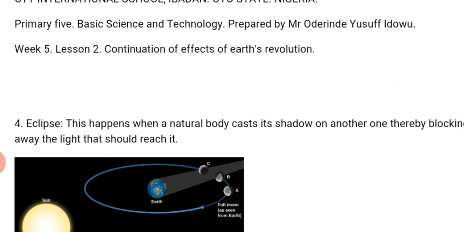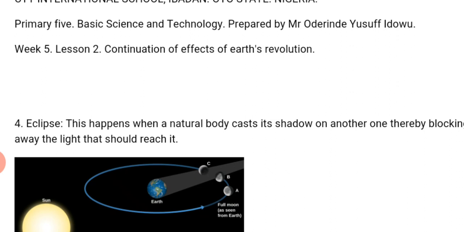Before we start, let's go over what we learned in our last lesson, which is effect of Earth revolution. And we said effect of Earth revolution could be seasons, it could be heavy rains, it could be tide, and the last one, which is eclipse, that we are going to discuss today, inshallah. Those aforementioned were also the effect of Earth revolution, which was discussed in our last lesson.